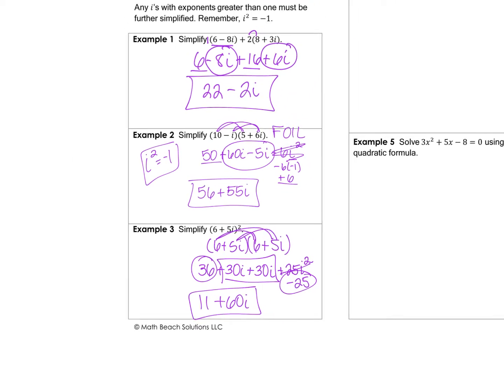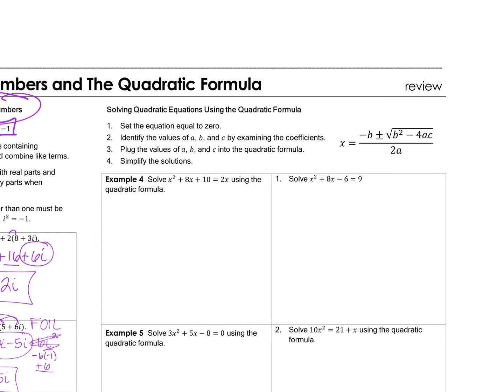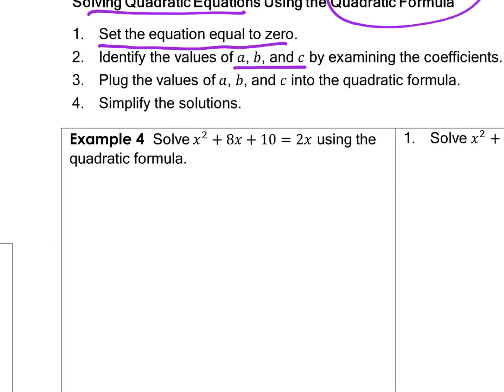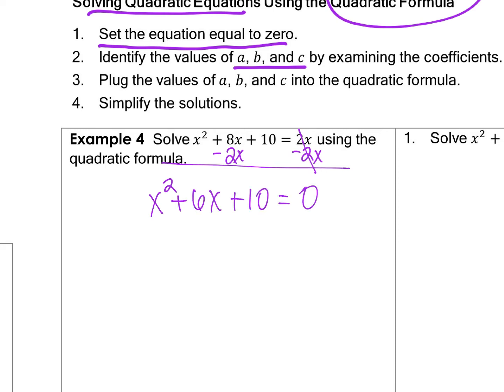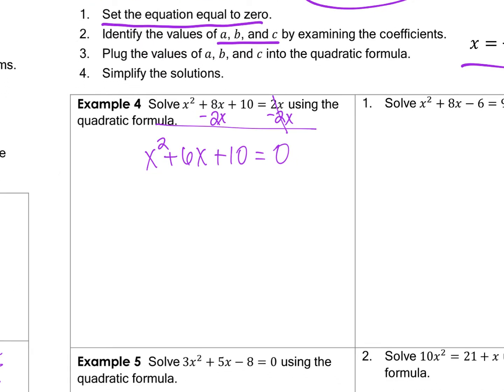Okay, so those are complex numbers, and now we're going to get into the quadratic formula. Remember, the quadratic formula is another way to solve a quadratic equation. A quadratic equation has x squared in it. So your first step is to set the equation equal to 0. Then you can find your a, b, and c, and plug into this formula. If you look at example 4, the first thing is to set it equal to 0. So I'm going to subtract 2x on both sides. That gives me x squared plus 6x plus 10 equals 0.